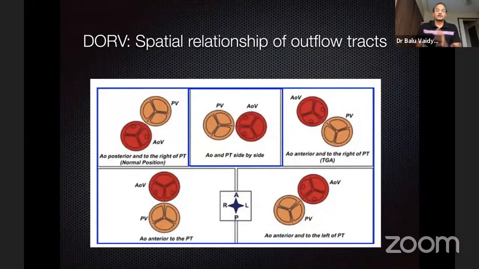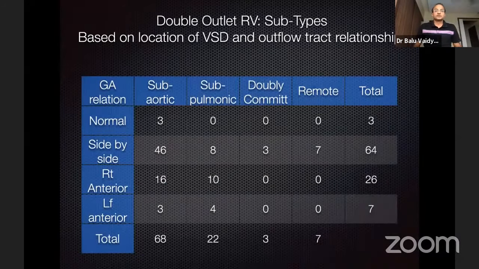Then we have the spatial relationship of the outflow tracts. And we have different types of outflow relationships. The normally related great arteries, where the aorta is right and posterior, is less common in DORV. The most common is the side-by-side great arteries. We can have an aorta which is right and anterior, often called the D-malposed aorta. We can have a directly anteroposterior relationship like here, or we can have an aorta which is left and anterior. So all permutations are possible. This is how complex the whole scenario is.